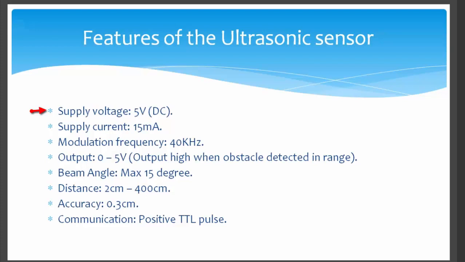Ultrasonic sensor uses a supply voltage of 5 volt and supply current of 15 milliamps. Its modulation frequency is 40 kHz. It uses a beam angle of maximum 15 degree. It covers the distance from 2 cm to 400 cm. And its accuracy is 0.3 cm. It communicates with a positive TTL pulse.